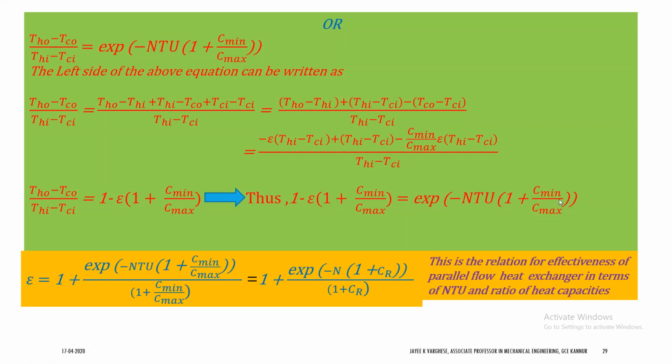Now we have an epsilon in the left hand side, and along with epsilon we have terms containing C min by C max and NTU. Okay, we will take this epsilon to the right side and rearrange. Epsilon term to the right side and this term to the left side. So finally epsilon will be equal to 1 minus e to the power of minus NTU into this thing.